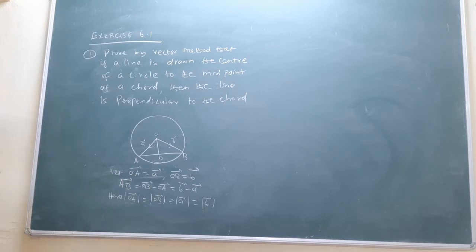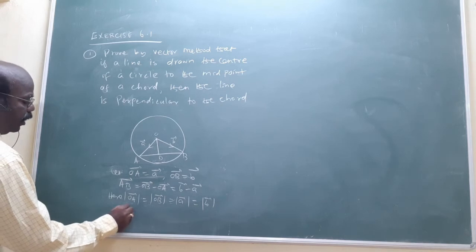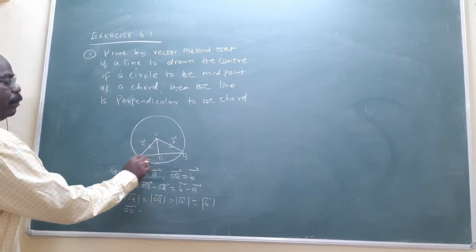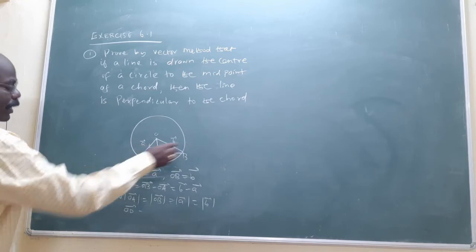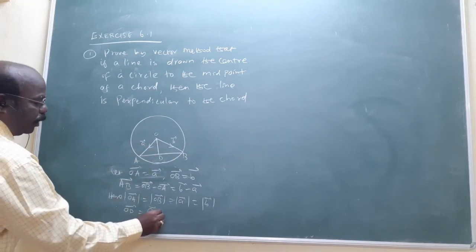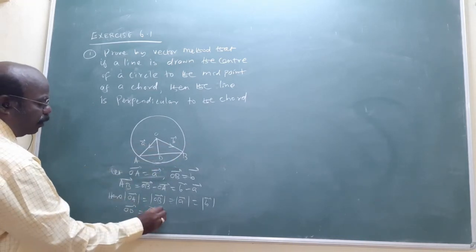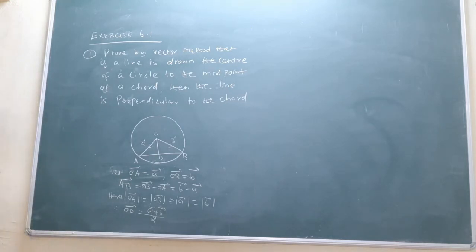This is our assumption. Now, OD is what again? Therefore, the vector OD, D is what? Midpoint of AB. And a and b are our assumption. Therefore, a plus b by 2 is the OD. Midpoint of AB is OD. OD means what? a plus b by 2.